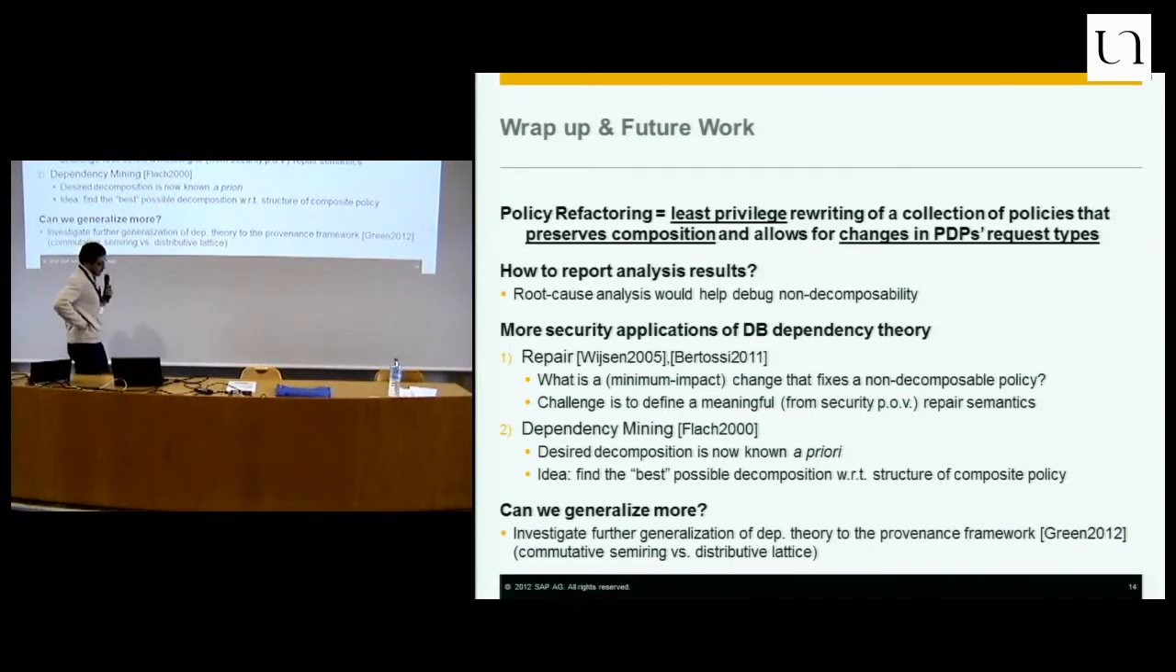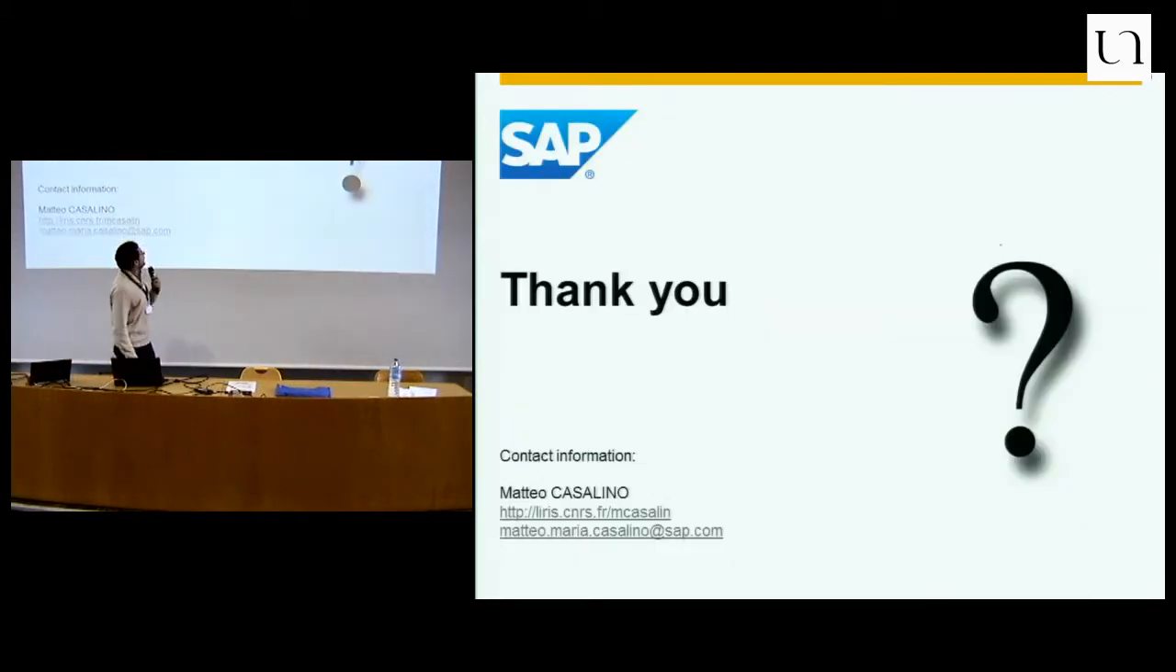Finally, it would be nice to investigate a generalization of this non-Boolean theory of dependencies, to bring it even further, to investigate the connection with, for instance, the provenance framework, where the algebra used for giving the semantics of tuples is a commutative semi-ring, which is less constrained than our distributive lattice. And with that, I conclude.